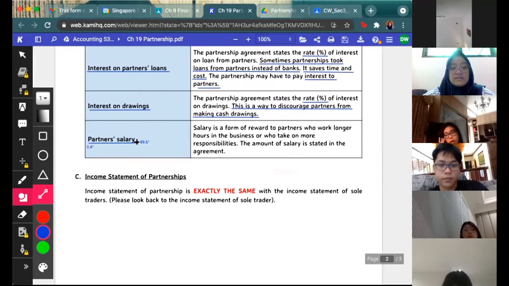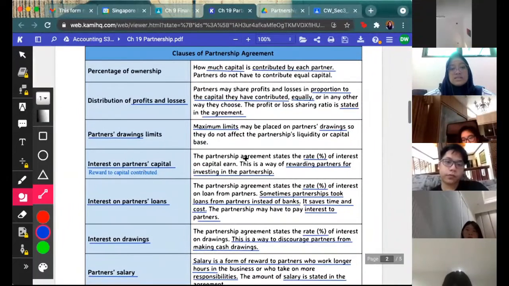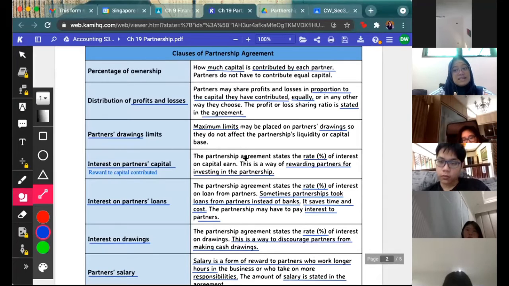Next is salaries. From the example before, Daniela and EC are those who are working in the business, so they must receive a salary. Salary is a form of reward to partners who work longer hours in the business, or who take on more responsibilities. The amount of salaries must be stated in the agreement. That's a must. So I think that's all the clauses in the partnership agreement that usually appear. In reality, it can be more than this, but you only have to learn the major ones, okay?